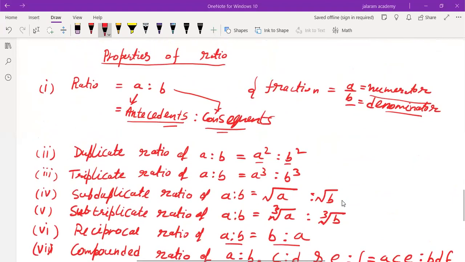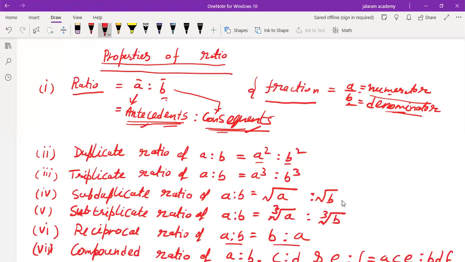So students, now we will revise the properties of ratio. Ratio is A is to B. Then this A is called antecedent and B is called consequent. It is almost equal to the fraction in which A by B is there. Then A is numerator and B is denominator. But remember, ratio and fraction are different things. If ratio is A is to B, this A is called antecedent and B is called consequent.